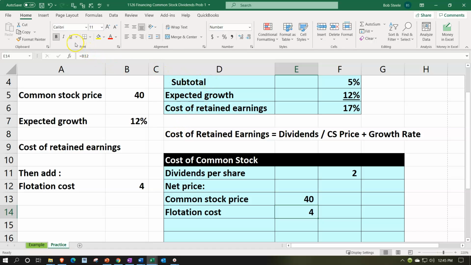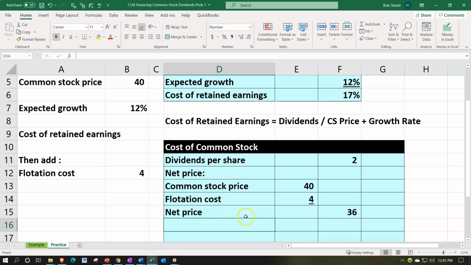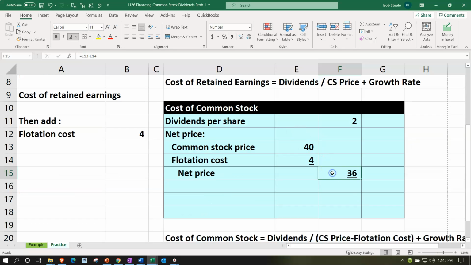So we're going to go font and underline, and that's going to give us basically our net price, which is going to be equal to the 40 minus the 4. So we're really going to get 36 after this one-time cost. Selecting these 3 cells, alignment, indent, we're going to indent the net price again, and underline the 36. So we're going to go to the font group and underline. Now we're at the same point that we had up top. Instead of having the 40, we're taking the net, which is the 36 after the flotation cost.